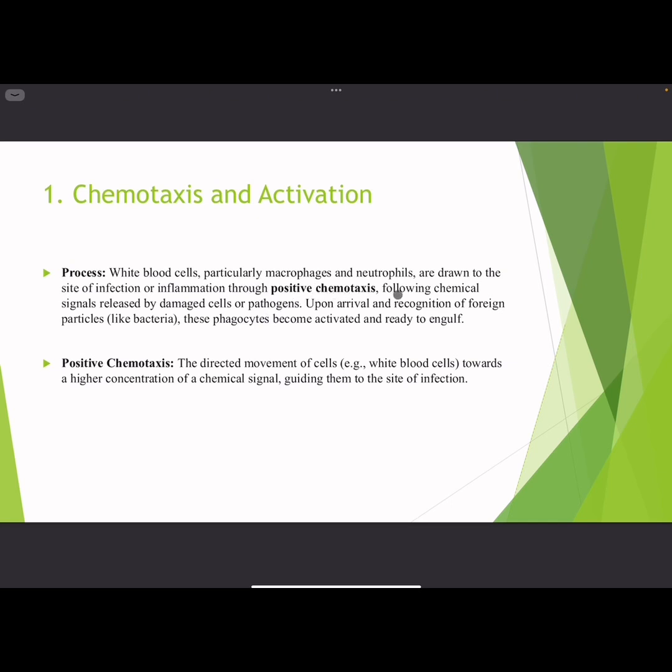So here the macrophages and the neutrophils would be following chemical signals released by damaged cells or pathogens. Upon arrival and recognition of foreign particles like bacteria, the phagocytes become activated and are ready to engulf these microbes. The positive chemotaxis, as a definition, would be the directed movement of cells, which are macrophages and neutrophils in this example, towards a higher concentration of a chemical signal, as we said, guiding them to the site of infection.